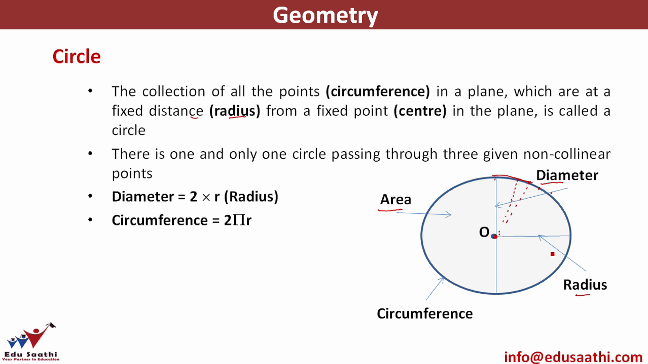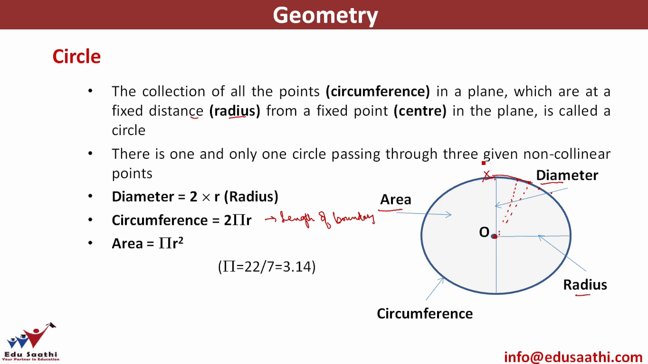Circumference. Circumference is basically the perimeter of the circle. Circumference is the length of this boundary of the circle. So circumference is the length of boundary, and it is given by 2 pi r. So if you cut out the circle at one point and open it into a linear thing, the length of the line would be equal to 2 pi r.